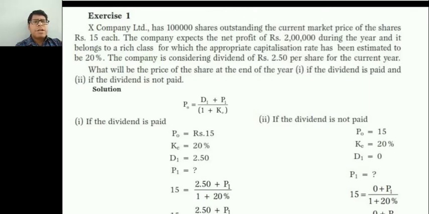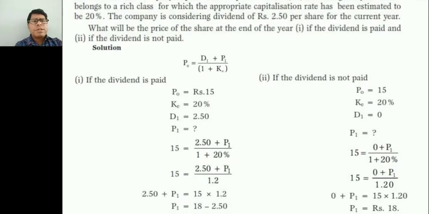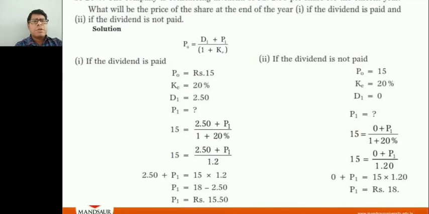We have to find it in two conditions: first, where dividend is paid, and second, if dividend is not paid. So here the formula we are using is P0 equals D1 plus P1 upon 1 plus cost of equity. Now the first condition, which you can see on your screen, has P0 as 15 rupees, given in the question. Cost of equity is 20%. D1 is 2.50. P1 we have to identify. So when we apply that formula, we get the value P1 equals 15.50.